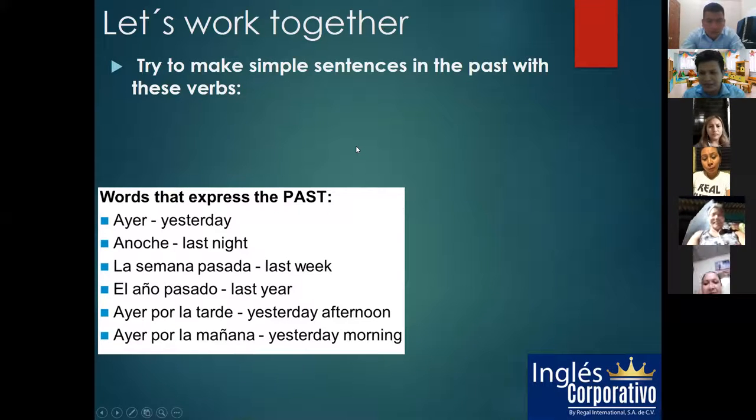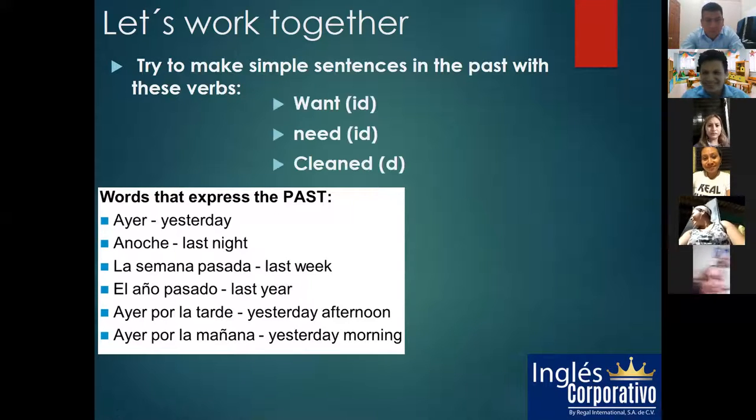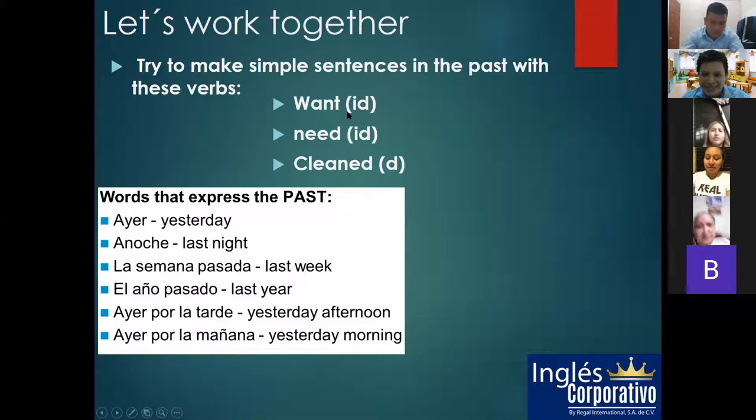¿Cuáles verbos? Let's see. Want. Need. And clean. Okay, en pasado, ¿cómo va a sonar este? Wanted. Yeah, wanted. Okay, very good.